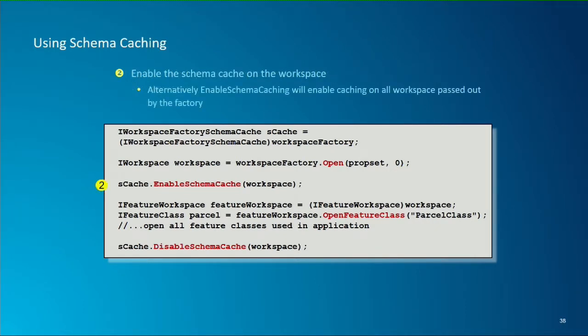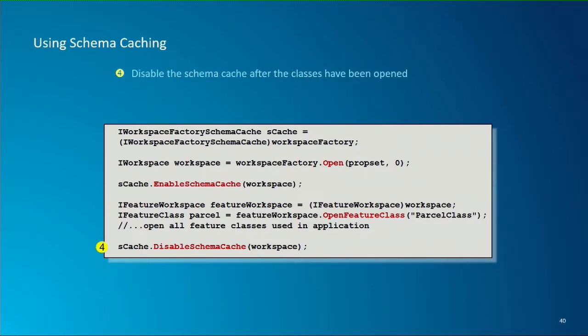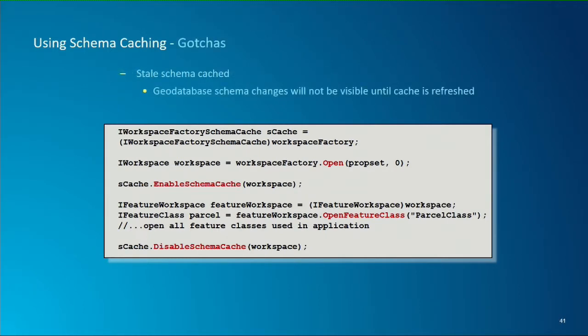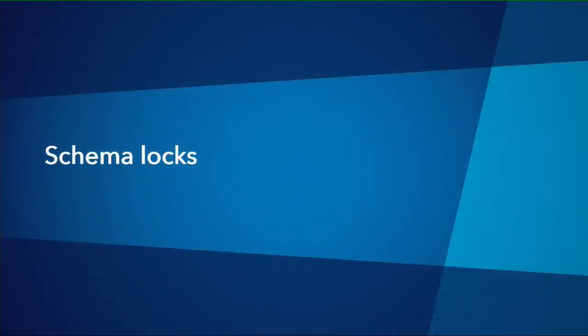Okay, here's some simple code just going through. We're opening up the workspace from the workspace factory. We enable the cache. Then here we're going and opening up a feature class. Maybe we open up all the feature classes. Then at the very end of the operation, we're going to be a good citizen. We're going to disable the Schema Cache. Okay, gotchas. Things can get stale. If any schema change occurs through another application or whatnot behind the scenes and you don't refresh your Schema Cache, you're kind of out of luck.